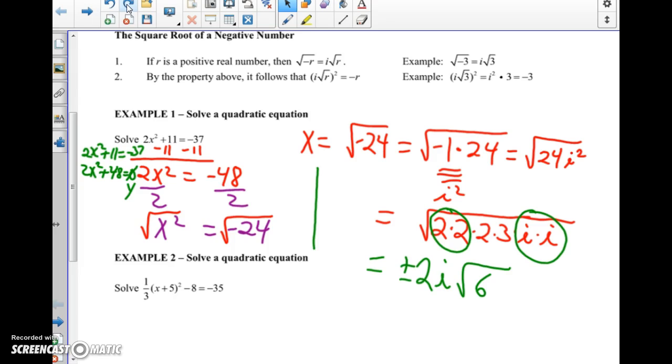Go and graph that on your graphing calculator: y equals 2x squared plus 48. And you might have to make the Y max a bigger number, like 100, so it comes out to be a good graph.